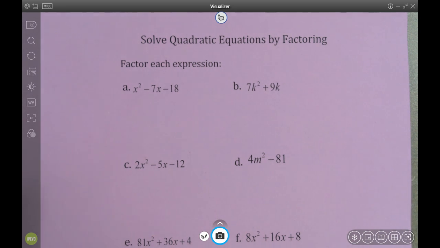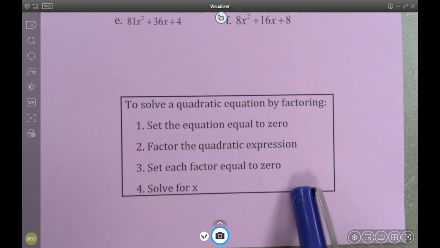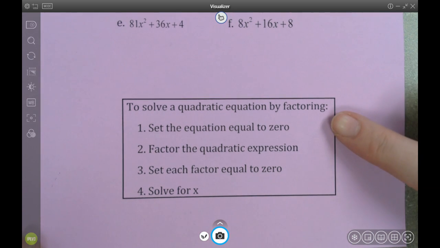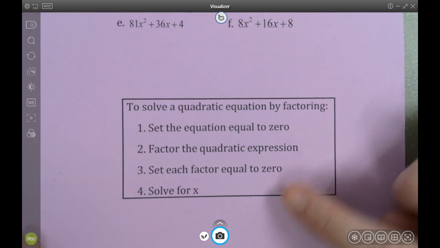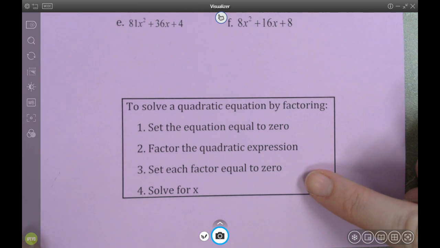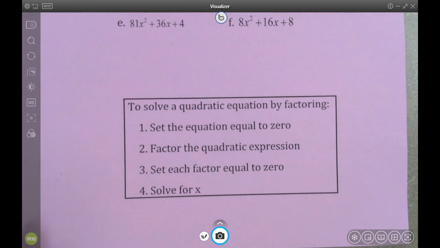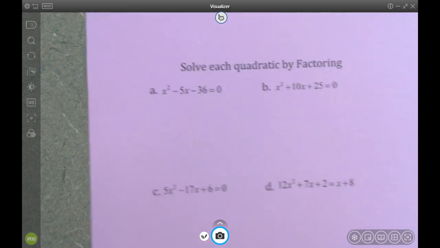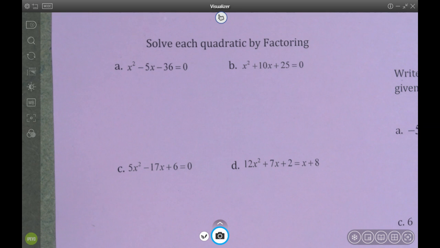For the sake of time, I'm actually gonna skip this front part. I'm gonna show you this right here, because this is what you already did. Set the equation equal to 0, factor the quadratic expression, set each factor equal to 0, and solve for x. This is exactly what we did when we did graphing by factoring. You've already done this. Don't panic. I see some panic in your eyeballs. It's all gonna be good, okay? So here we go. We're gonna solve each quadratic by factoring. This will go on page 45, yes.